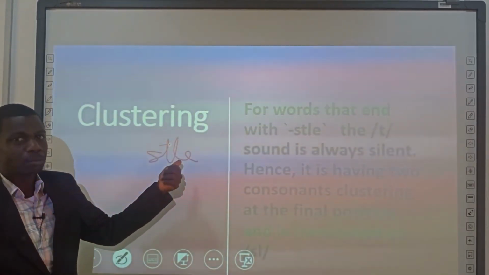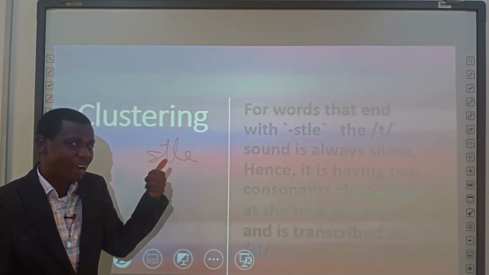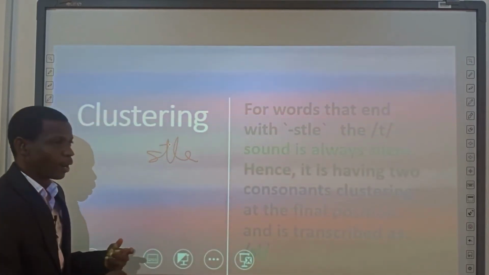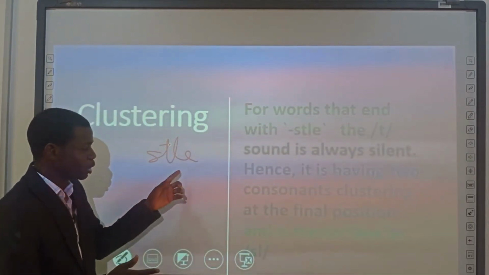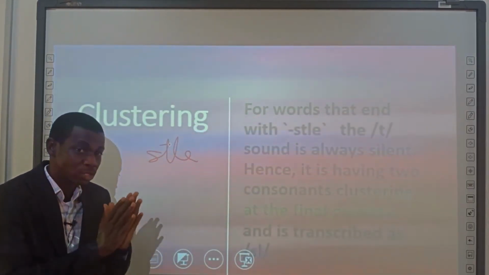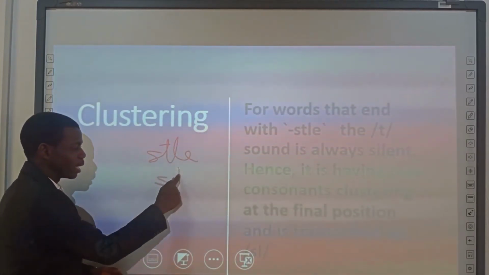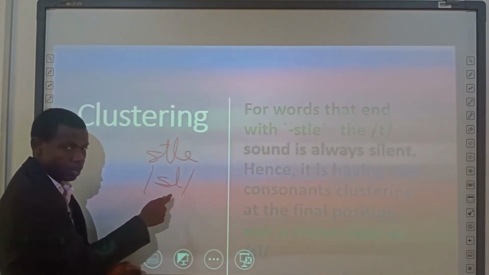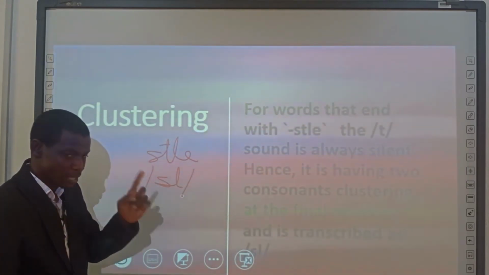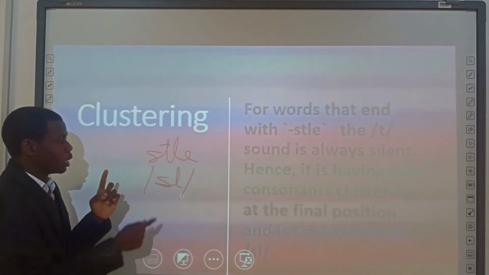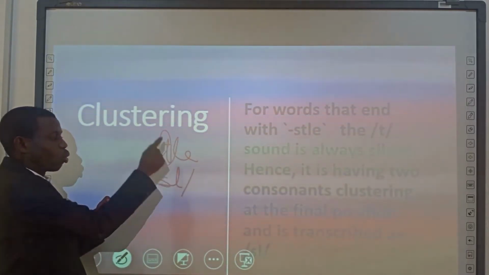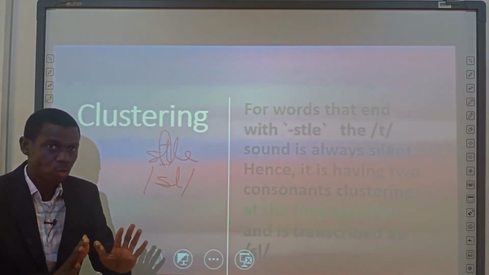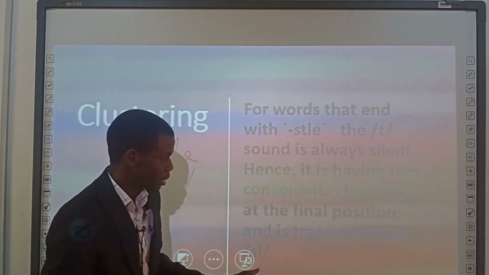Now, the L becomes a syllabic consonant. However, because the examiners want to know whether you understand clustering, the idea of it being a syllabic consonant is done away with, and S and L in sound will become a cluster. So when you are tested, what the examiner is looking for is whether you know that this is silent or not, and then you can know that this is clustering. Don't worry, we are going to show you a live example now.